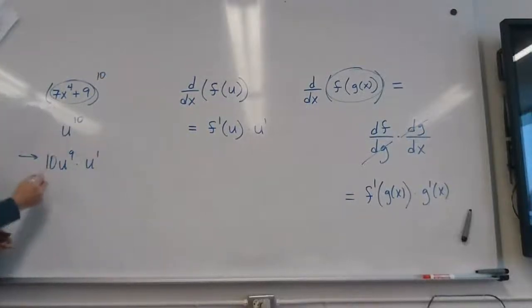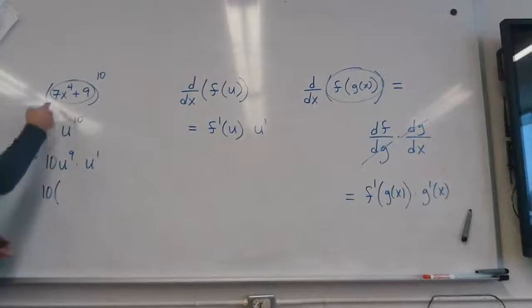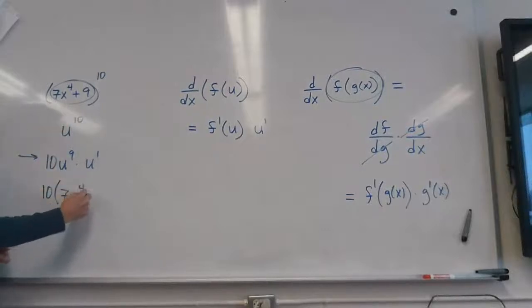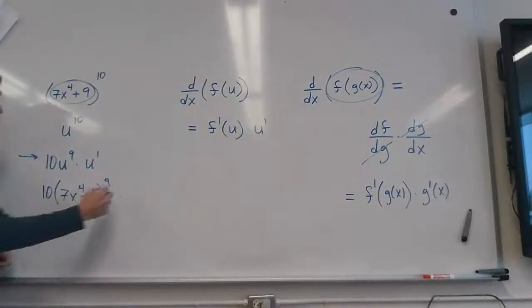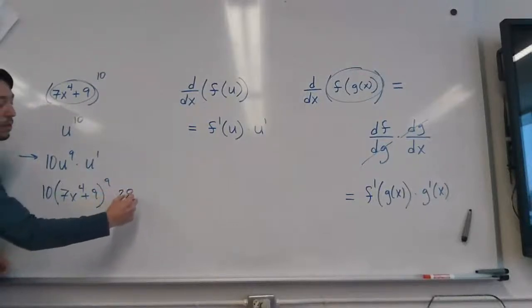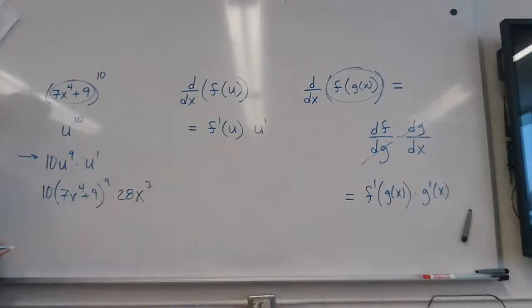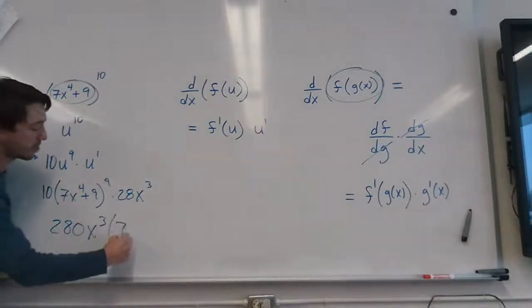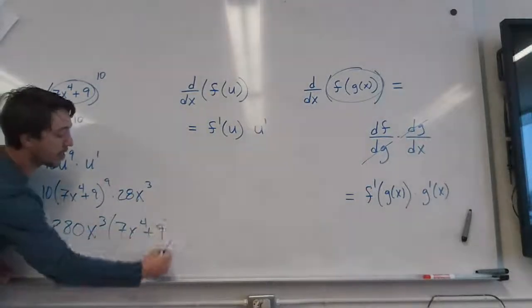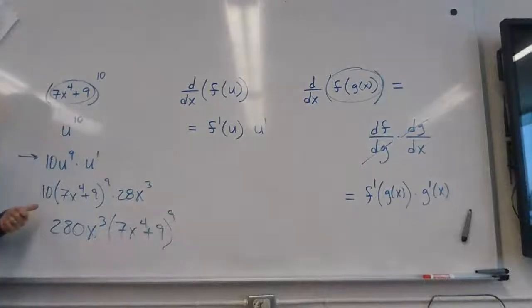Now, in this context, I'd have 10 u to the 9th. And what would I tack on here, do you think? 28x. There you go. That would be the derivative, which of course I could simplify into 280x cubed times 7x to the 4th plus 9. Very good. That's not too scary, right? That's much easier.